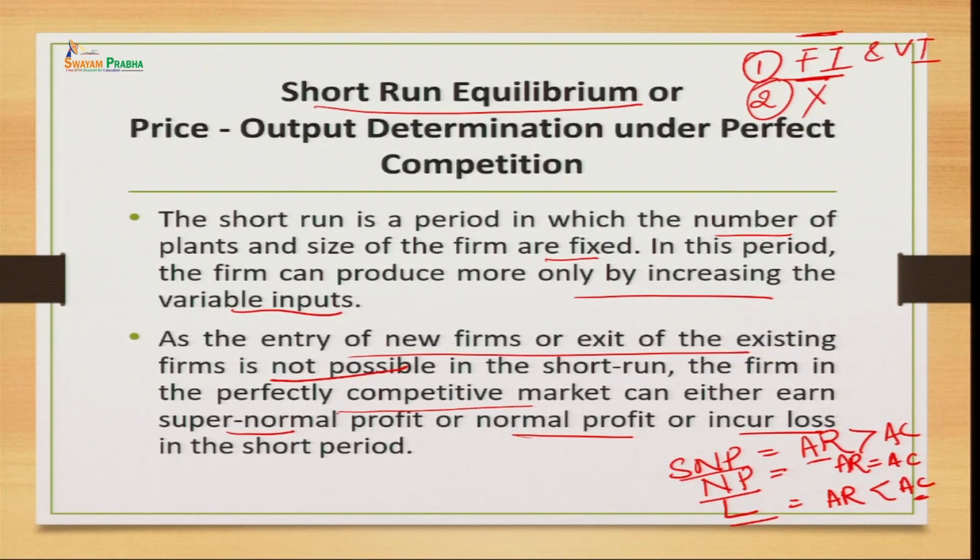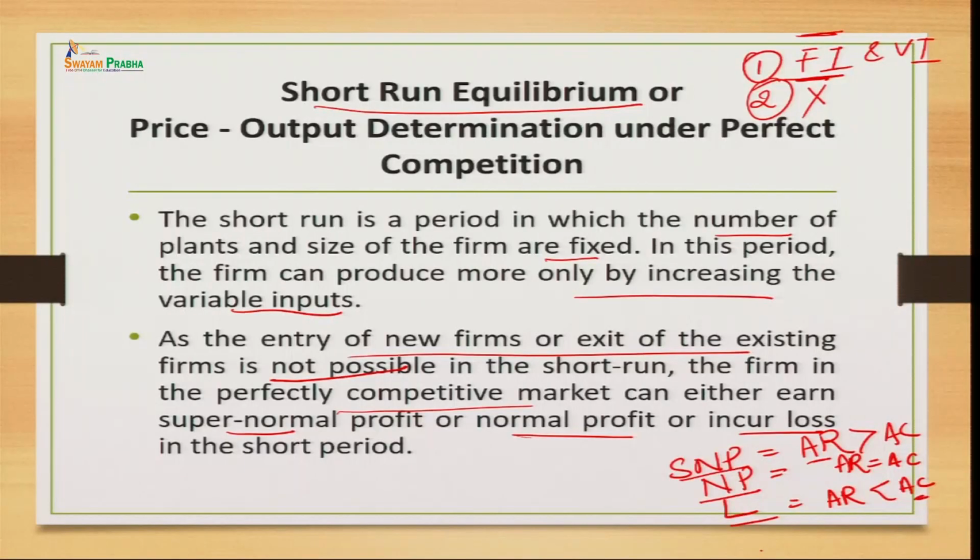So, I hope these short run equilibrium conditions are clear to every one of us, where we have seen that because of the short run period we have fixed input and variable input, and only variable inputs can be changed to increase the output of the firm. Secondly, no new firm can enter and no existing firm can exit from the market under perfect competition because of a shorter time frame. So, the firms working in the short period under perfect competition can earn supernormal profit, normal profit, or they might incur a loss.